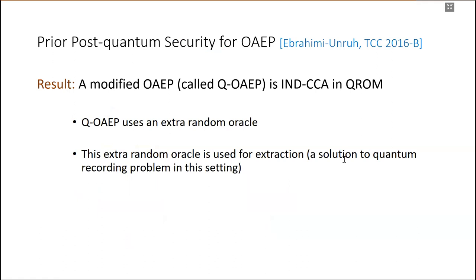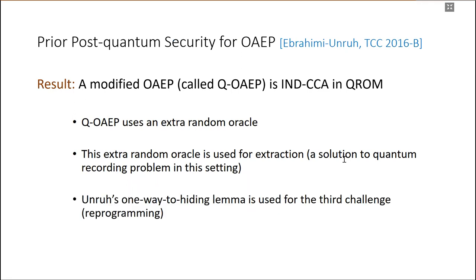This extra random oracle is needed to overcome the recording barrier in their paper, and it has been used for extraction of S and T in the security proof. For the third challenge, the one way to hiding lemma has been used, that is, it's a tool to overcome the third challenge.